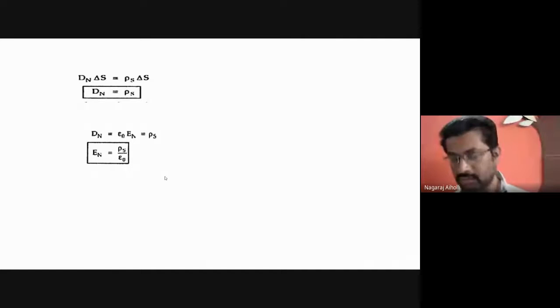Sir, 2.3292. But is it 10 raised to 2 or 10 raised to 4, what is it? 2.3292 into 10 raised to 2, yes sir. Correct. So it is 232.9206; if you multiply with 10 raised to 2, it shifts right by 2 decimal places. It will be 232.9206 volt per meter. Okay, that is the value of electric field intensity, right?